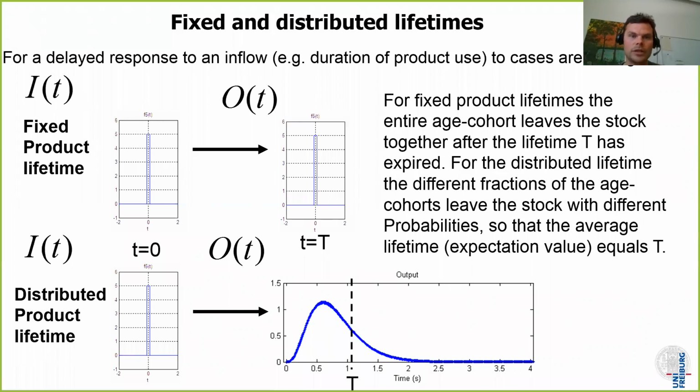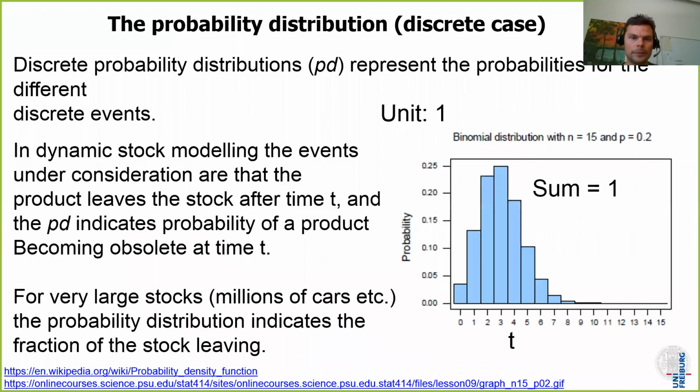Some cars will deregister earlier, some later, and we can define a lifetime distribution that is well known from statistics, that we say for each year we can assign a probability of the product leaving the stock. And if you sum up over all years in the future, the total probability that the product will leave the stock one day is 100%.